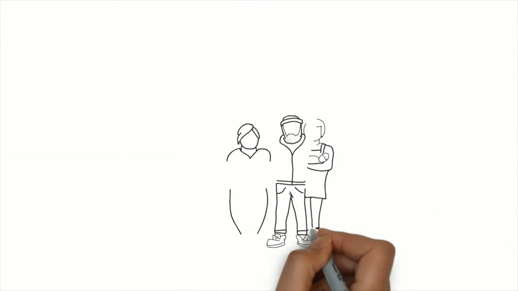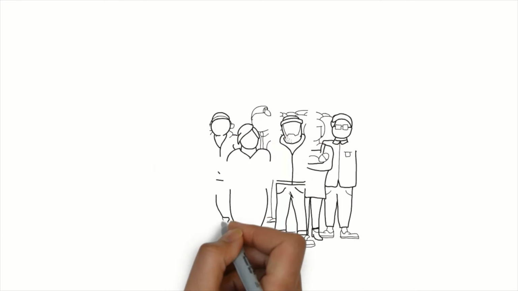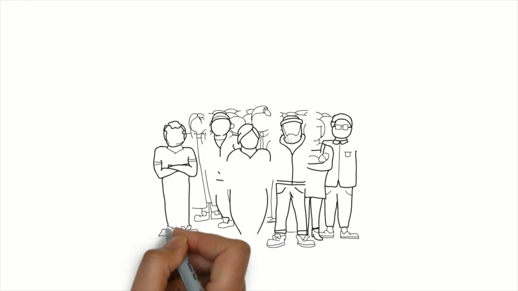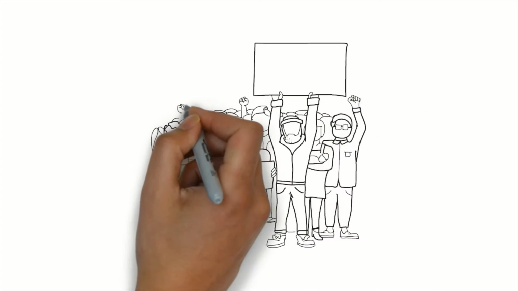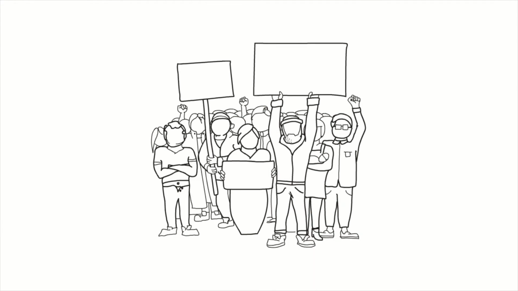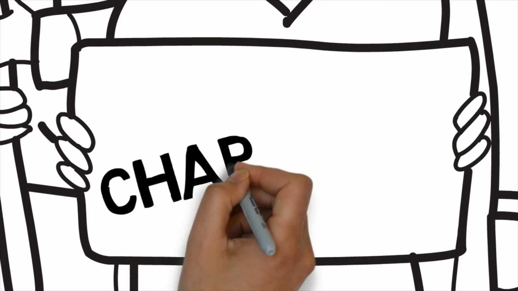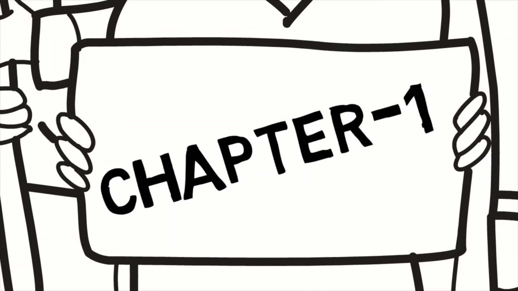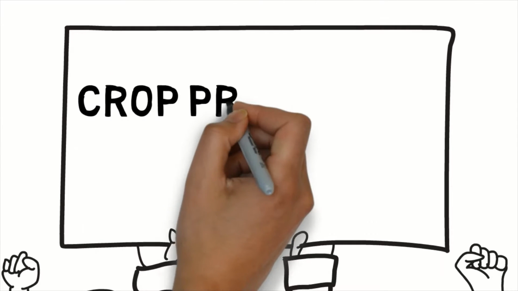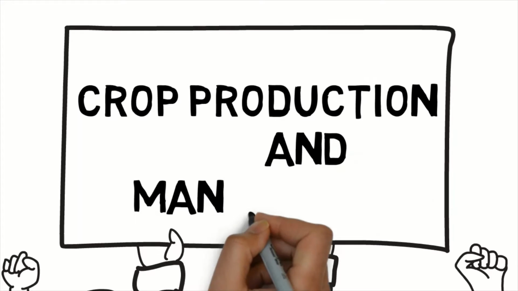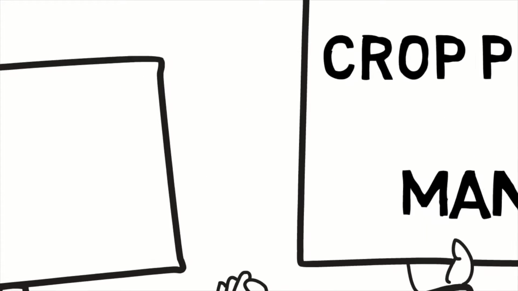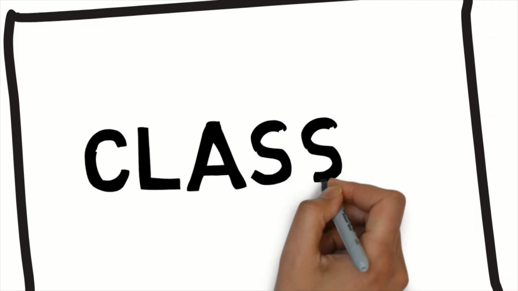Welcome students. India has always been primarily an agricultural country. Agriculture was known to the people thousands of years ago. Even today, 70% of our population is engaged directly or indirectly in agriculture. So our today's topic is from chapter number 1, Crop Production and Management of Class-VIII Science NCERT textbook.